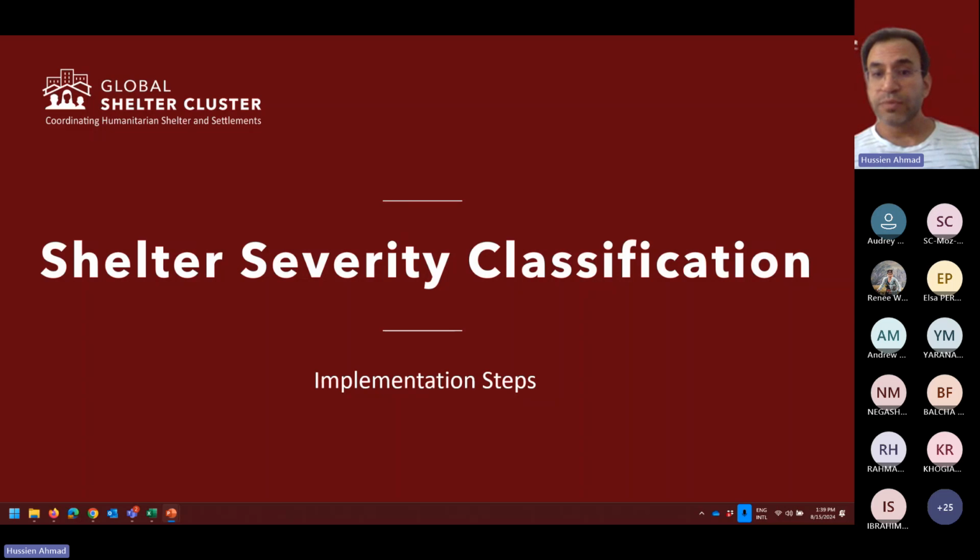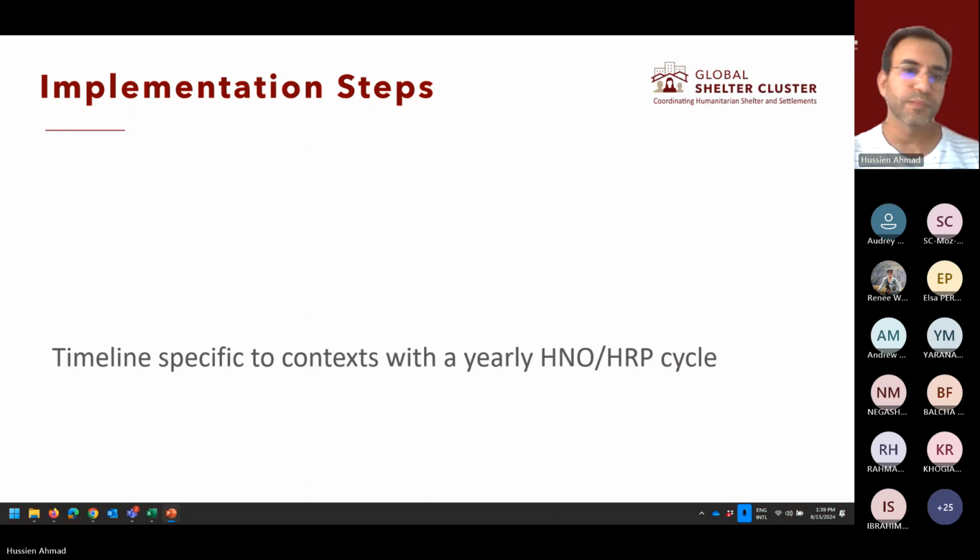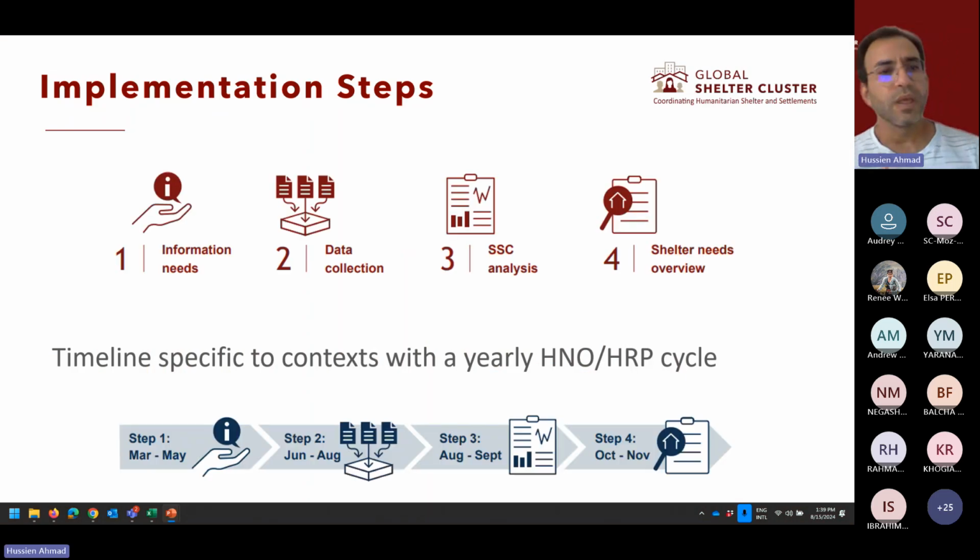Now we will move to the implementation steps, and we will see how the tool that we showed last time, the Excel tool, can help you in the implementation, and we'll go through step by step with some examples. So basically, at the beginning of the year, February, March to May, we have to define our information needs. And here, we will be talking about the assessments, the design of the questionnaire, and so on.